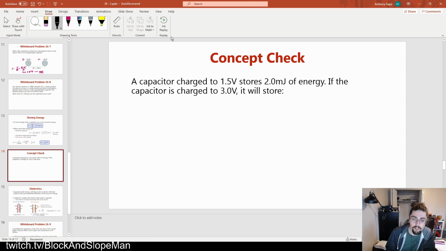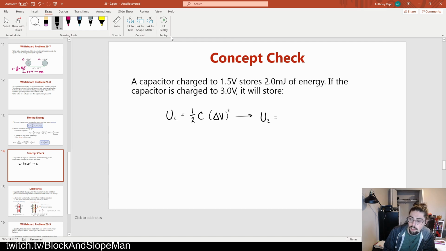All right, so here's what I need. The energy stored on a capacitor, the easiest way to write this one out right now is going to be 1/2 C delta V squared. If my change of potential doubles, if I now have 2V instead of 1V, I get a quadruple increase in the amount of energy.